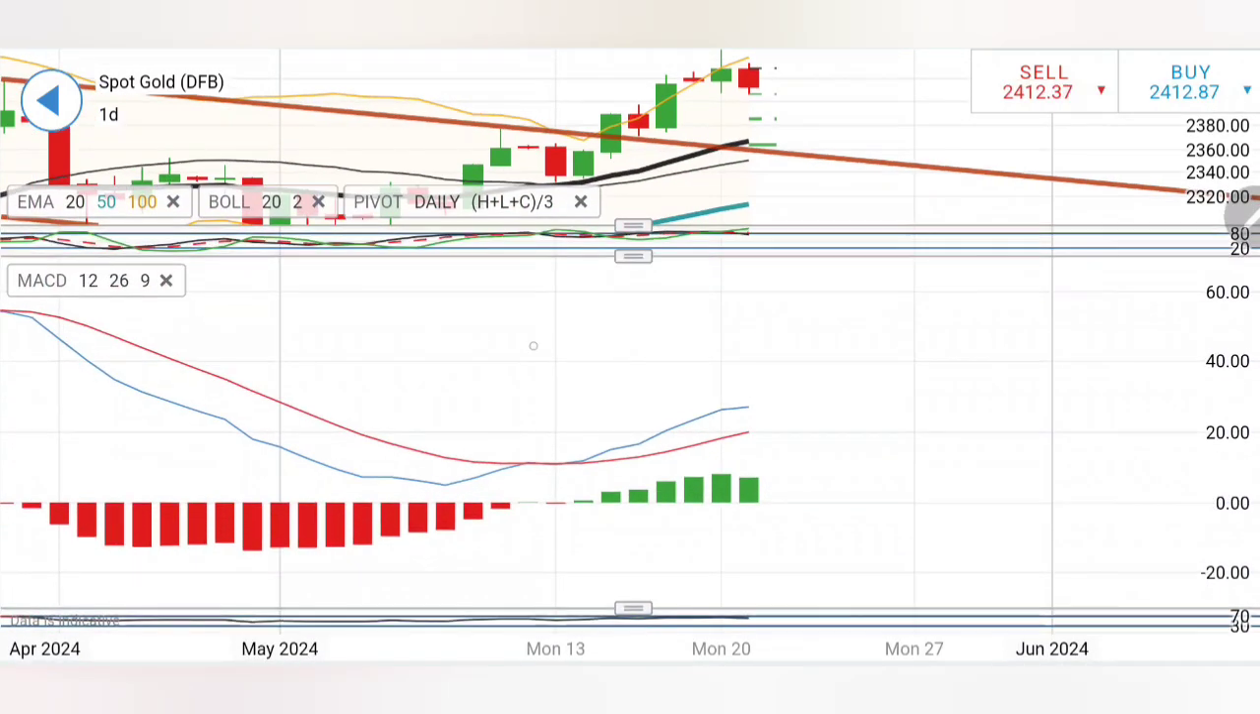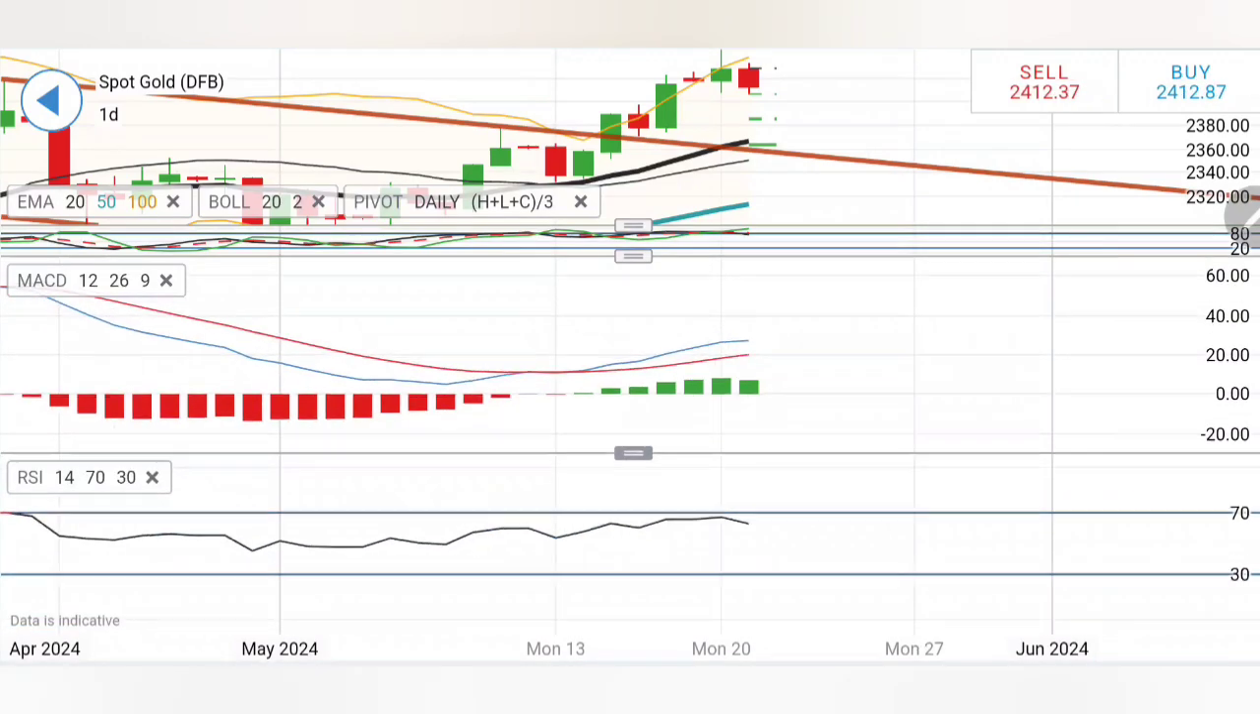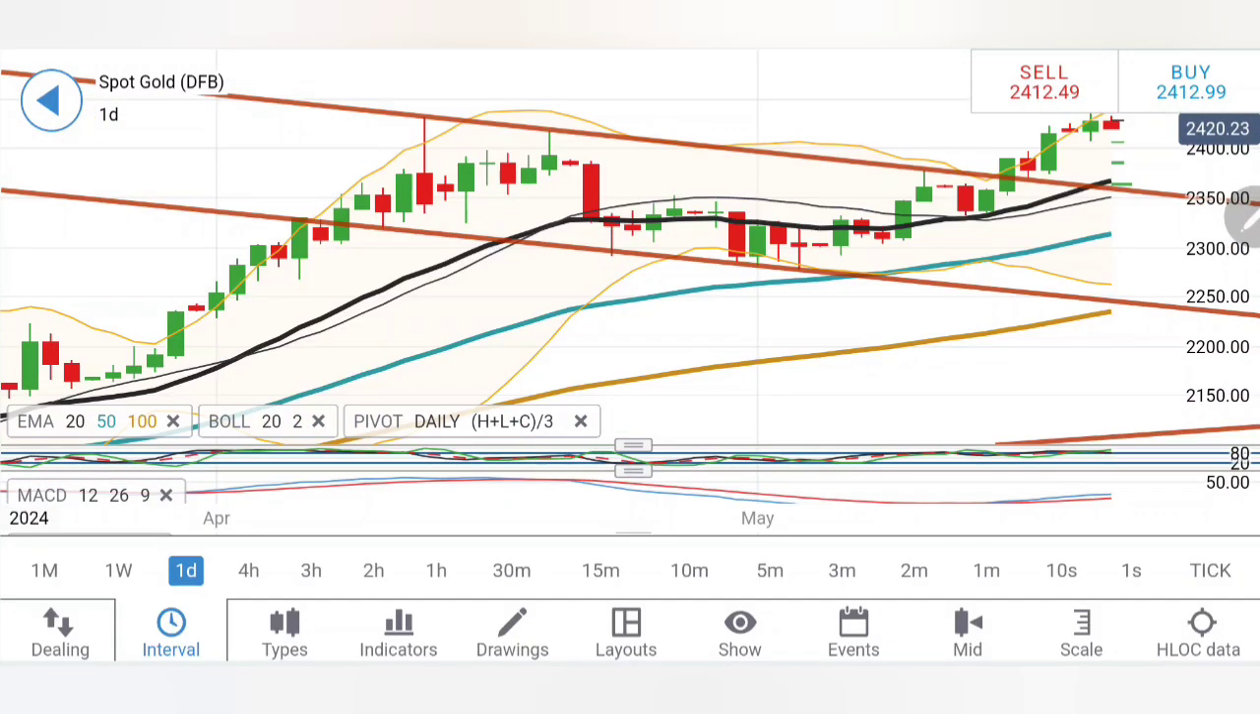Stochastic coming out of the overbought zone. MACD is in green. It is trying to convert, though it is still bullish. RSI is near the top. So looking at this, first of all, gold is definitely volatile. Thus, we have to be trading with caution today, and you have to strictly put a stop loss and a trailing stop loss. So, looking at the conditions now, I will recommend you to buy at 2418 levels.